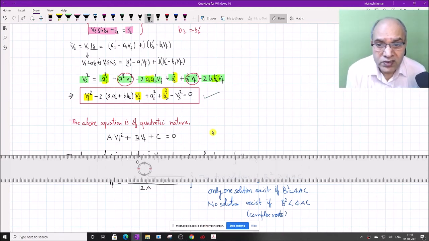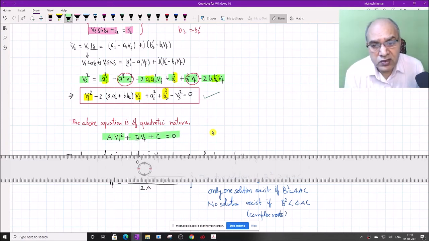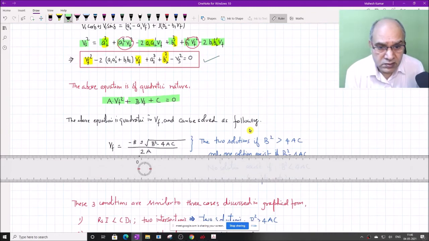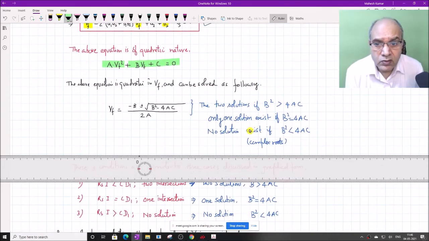Therefore, this equation can be written in the form of a quadratic. Let us say A is the coefficient of BF square, so capital A BF square plus B BF plus C equal to 0. And this can be solved simply using the solution of the quadratic, minus B plus or minus square root of B square minus 4AC, divided by 2A.